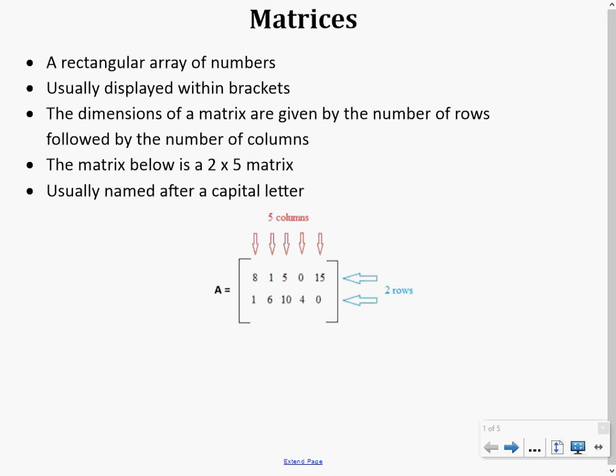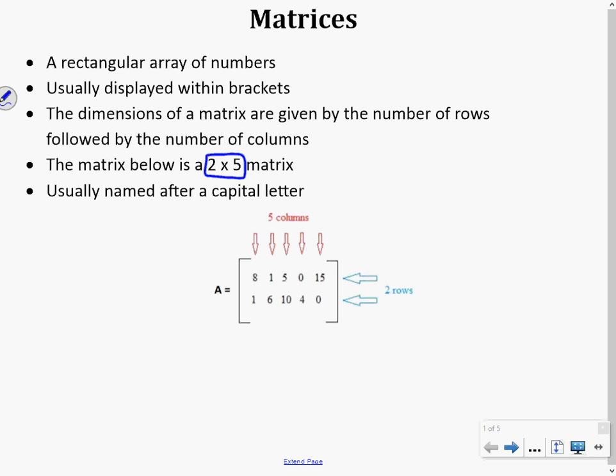Hi everybody, this is going to be our second video in our matrix unit, and today we're going to learn about what a matrix is. A matrix is really just a rectangular array of numbers, and you're going to see it contained inside of brackets, which you see in the picture down here. We're always going to describe the dimensions of a matrix by the number of rows followed by the number of columns that it has. So if you look at the one down below here, we have a matrix with 2 rows and 5 columns. So we're going to call that a 2 by 5 matrix, okay, 2 by 5.